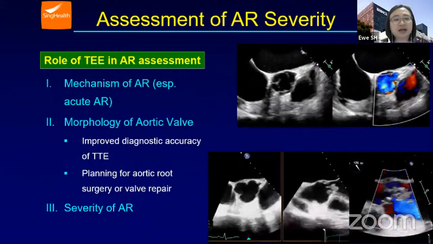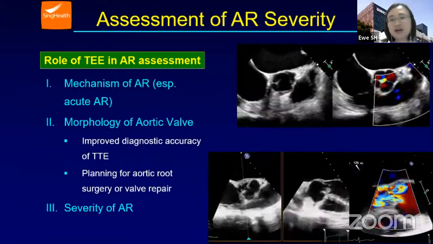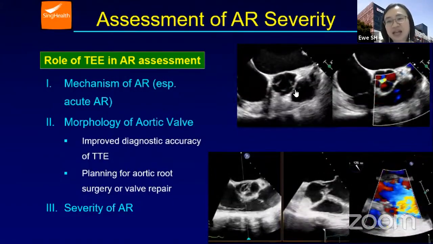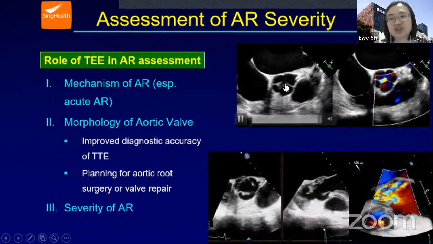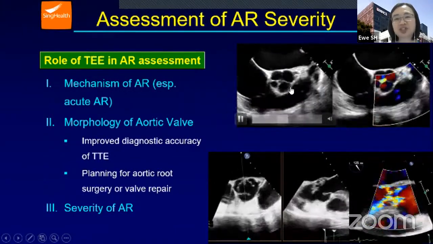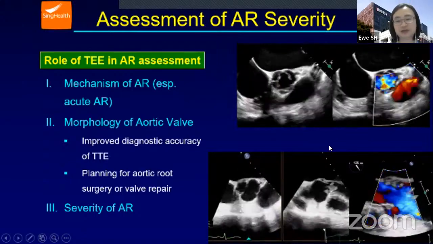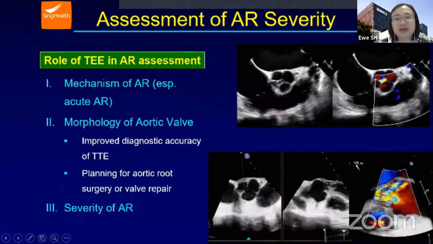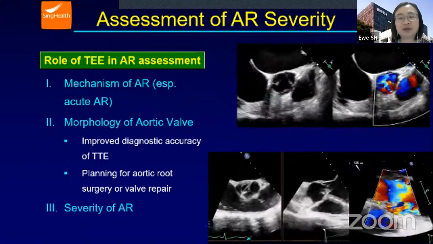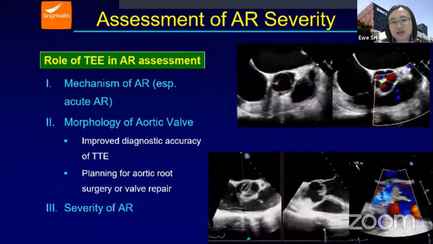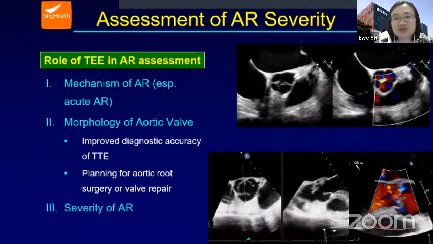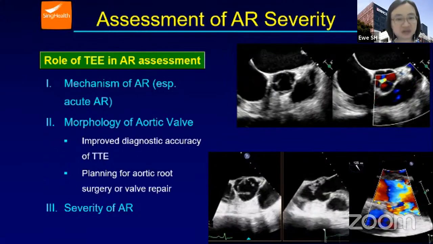Not only that, you can assess the morphology of the aortic valve. For example, in the right panel, the aortic regurgitation is probably not just moderate, but the morphology is that of a four-leaflet aortic valve. It's quite rare. Without that, we are not sure what we're dealing with, and yet the aortic regurgitation is present, so we couldn't explain the central regurgitation.